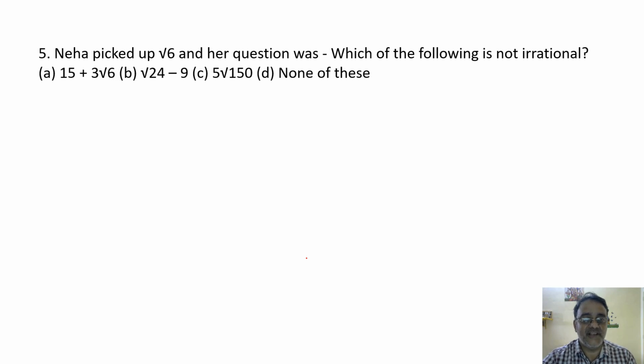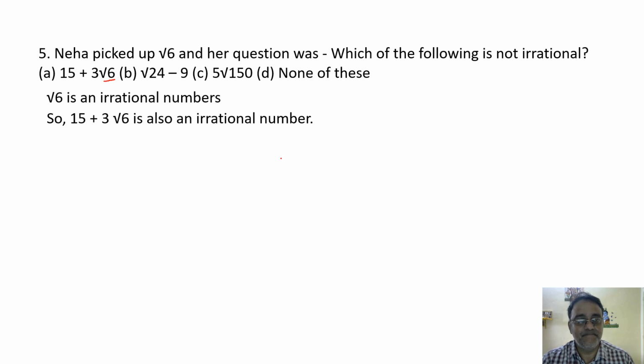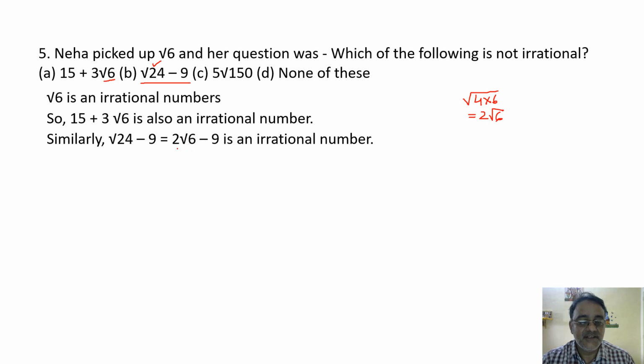Neha picked up root 6 and her question was, which of the following is not irrational? So let us start with the first one, root 6. Root 6 is an irrational number. So 15 plus 3 root 6 is also an irrational number. Next, root 24 minus 9. Root 24 we can write as root of 4 into 6, and this is equal to 2 root 6. But 2 root 6 is also an irrational number. So 2 root 6 minus 9 is also an irrational number.